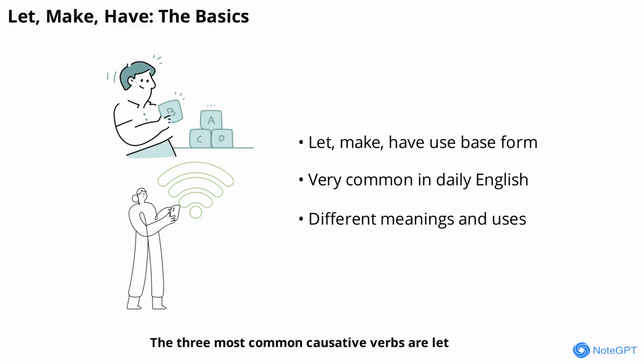Three most common causative verbs are let, make, and have. These are often followed by a base form verb, not an infinitive. For example, I let my children play video games. The police made him pay for the damage. And Rob is having his house painted next weekend. Notice how the verbs after let, make, and have are in their base form. These structures are used every day in English, so getting comfortable with them is essential. Next, we'll see how these verbs differ in meaning and use.